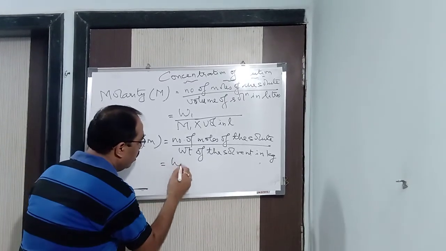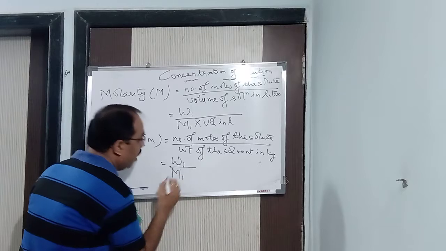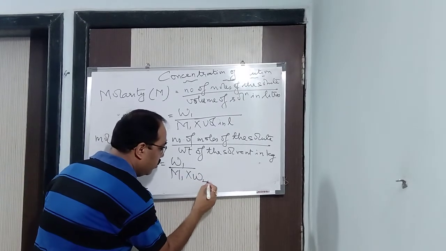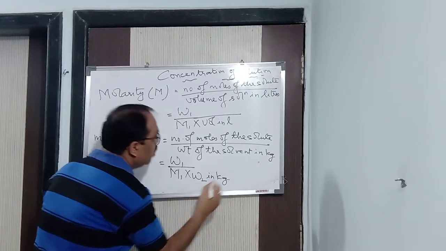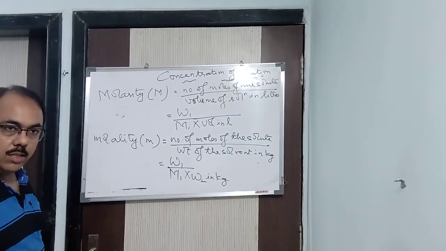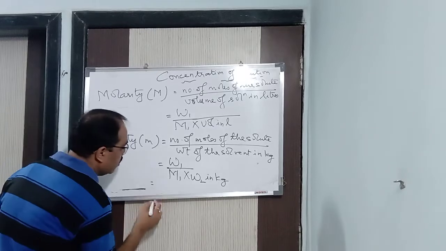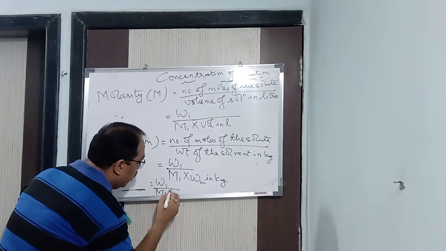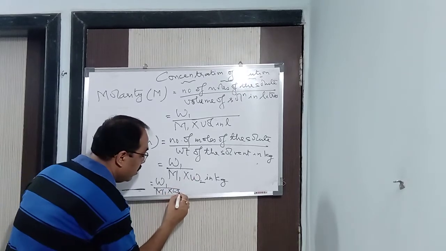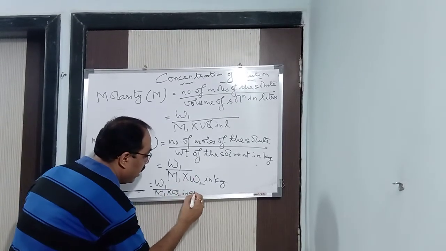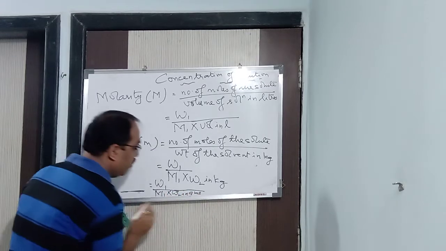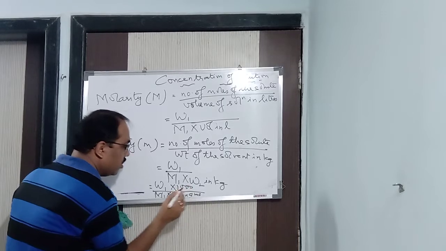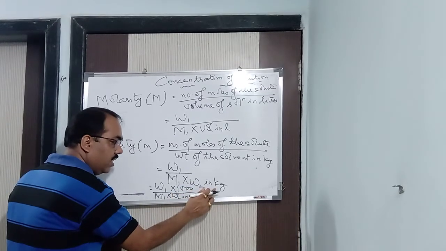How will you find the number of moles of the solute? W1 by M1. The weight of the solvent, what was the symbol? W2. So W2 in kg. Generally the weight is not given in kg, it is given in grams. So if W2 is in grams, how do you convert gram to kg? You divide by 1000, so it becomes into 1000. W2 is in kg.